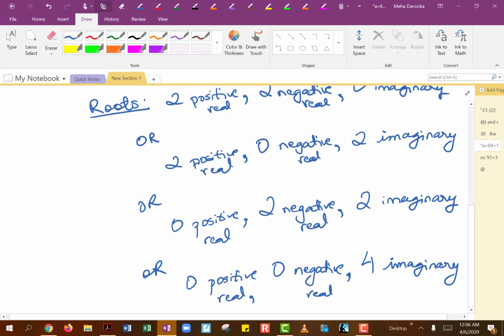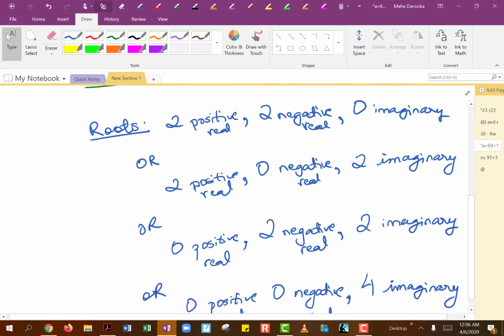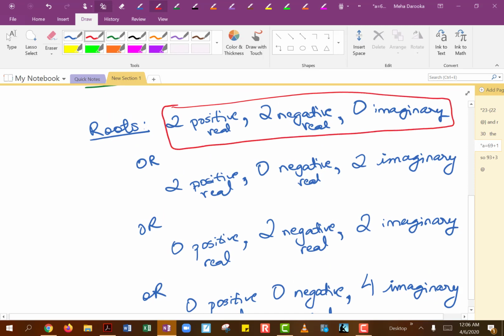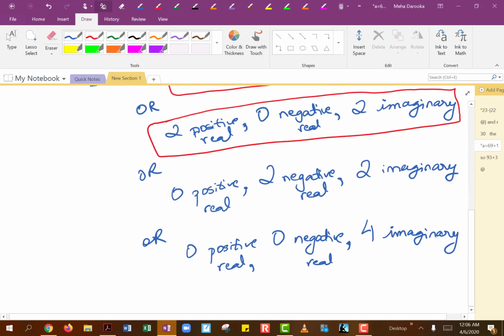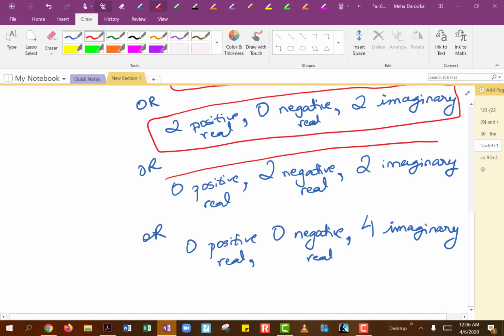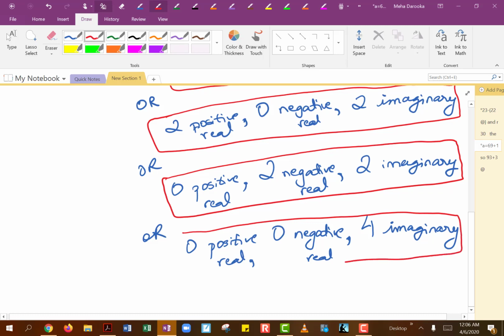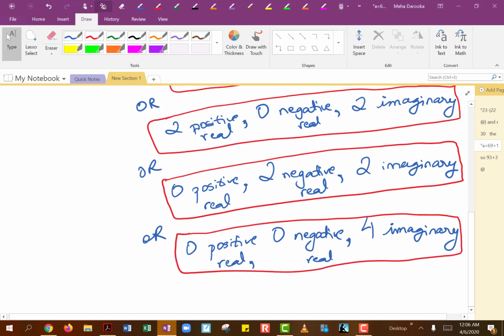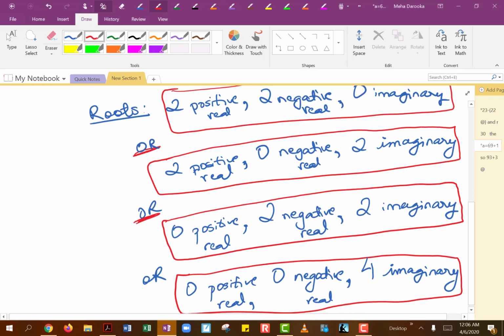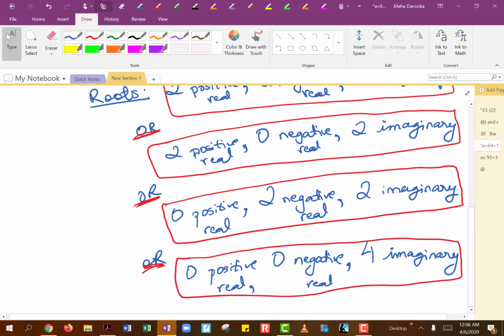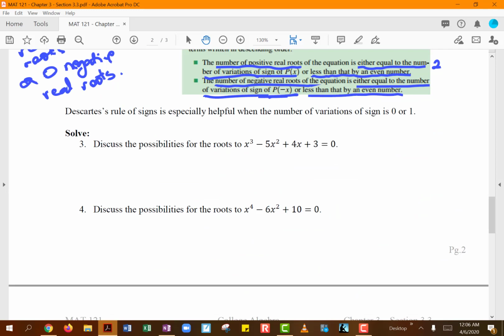So you can see we actually end up with 4 different possibilities here. 2 positive, 2 negative, 0 imaginary; 2 positive, 0 negative, which means we just opened up space for 2 imaginary. If you have 0 positive, 2 negative, again, that means we opened up space for 2 imaginary solutions, or no negative roots, no positive roots in the real numbers, but all 4 of them happen to be imaginary. Okay? So those would be your 4 different options that are possible by using our Descartes' rule of signs.